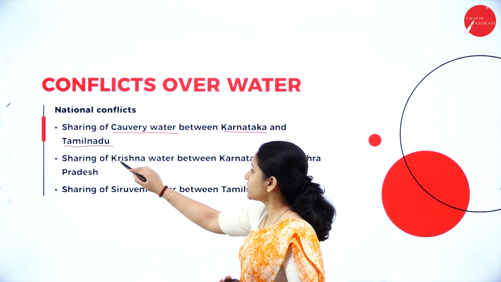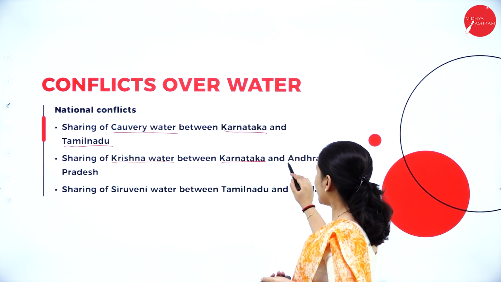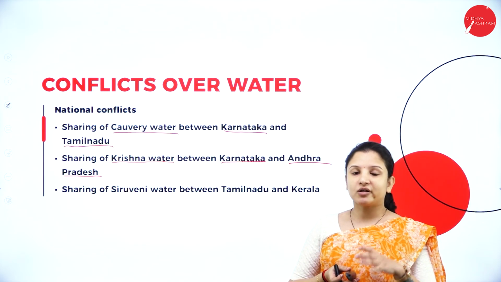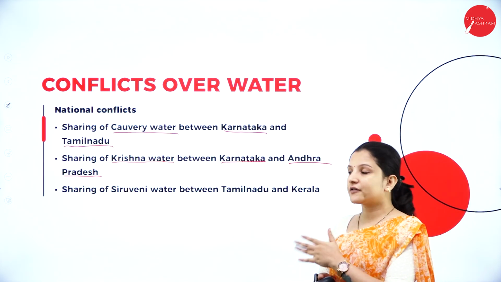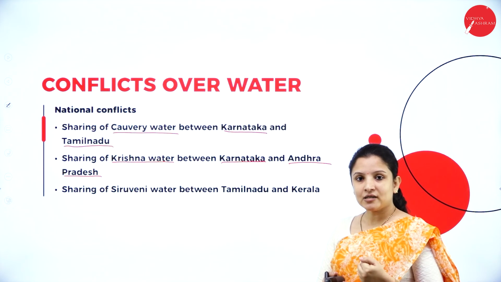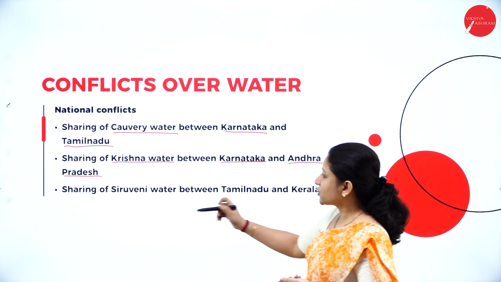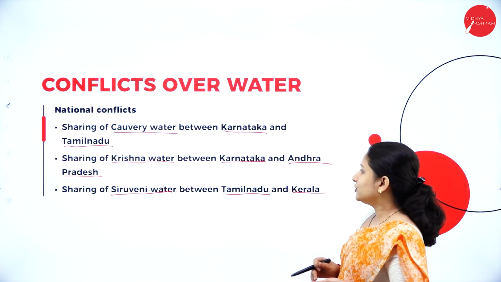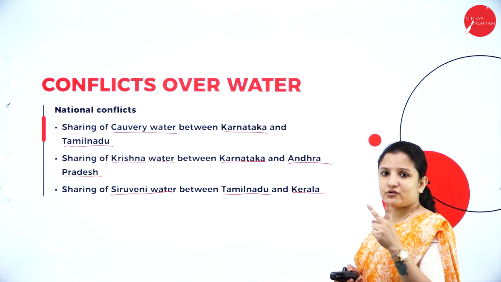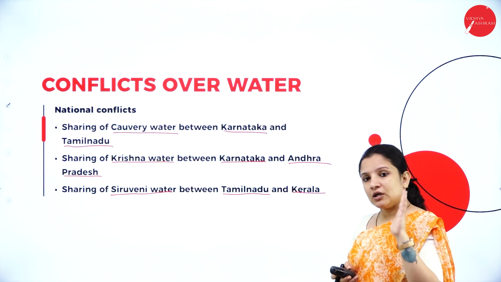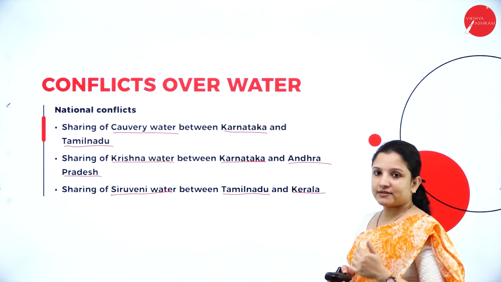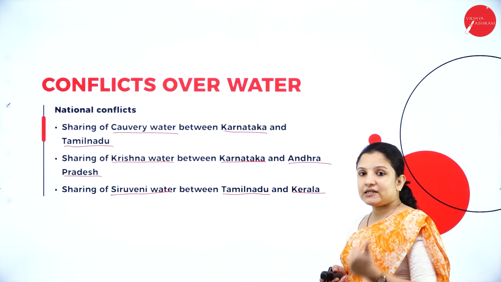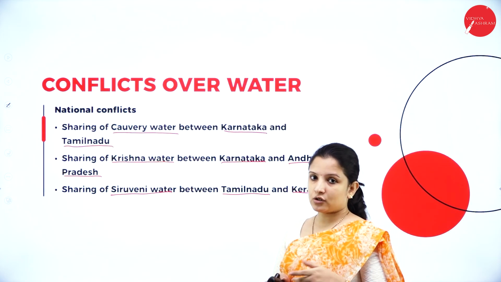Next is the Krishna water between Karnataka and Andhra Pradesh. Both the states need to share this water, and there is an issue in the sharing of Krishna water between Karnataka and Andhra Pradesh. And next is the sharing of Siruvani water between Tamil Nadu and Kerala. So that is how, between states within a country itself, a lot of conflicts over water are occurring. So these are the different conflicts over water, both international and national.